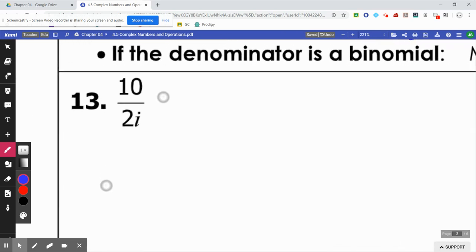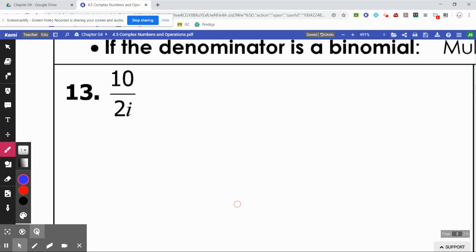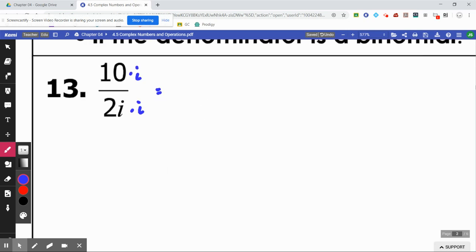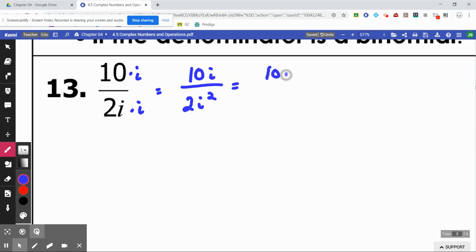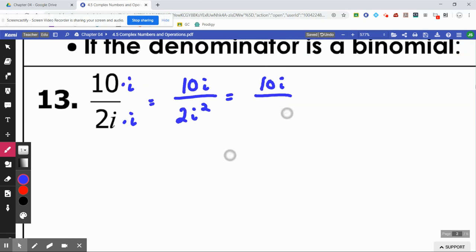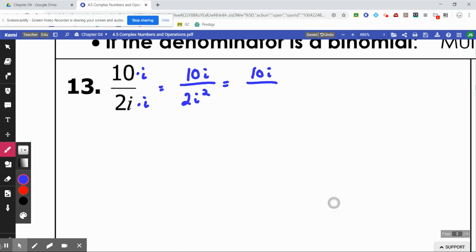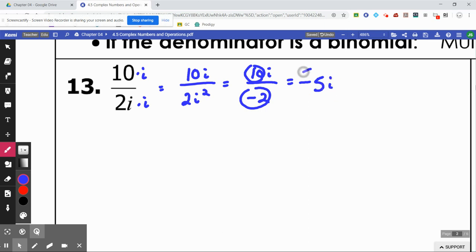So number 13, to do 10 divided by 2i, here's all you have to do. If you multiply top and bottom by i, it's going to take care of that i on the bottom. It's going to take care of that radical on the bottom. The top is now 10i. The bottom is 2i times i, which is 2i squared. And we know, again, that anytime you have an i squared, you can replace that with negative 1. So on bottom, you have 2 times negative 1, which is simply negative 2. And now you can divide those. Divide the real number by the real number. 10 divided by negative 2 is a negative 5. Leave the i, and you're done. You got rid of that i that was on bottom.